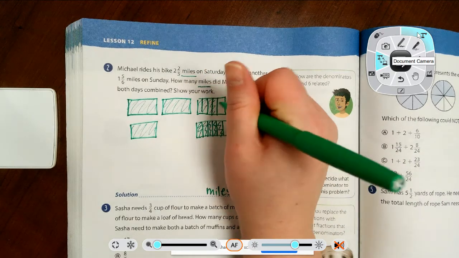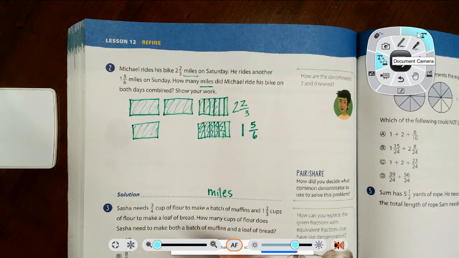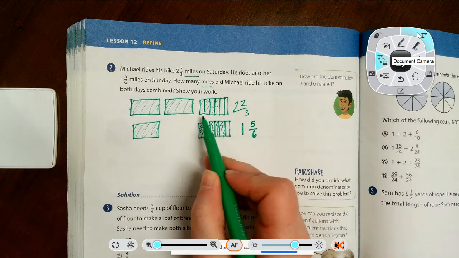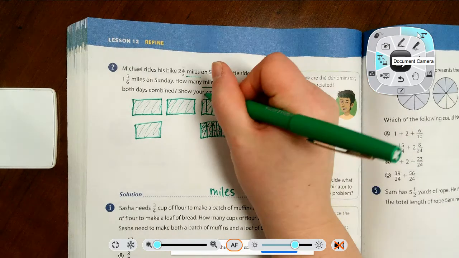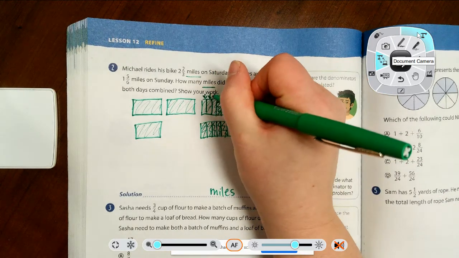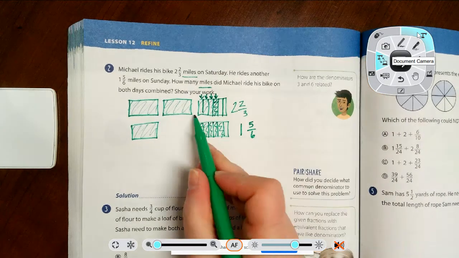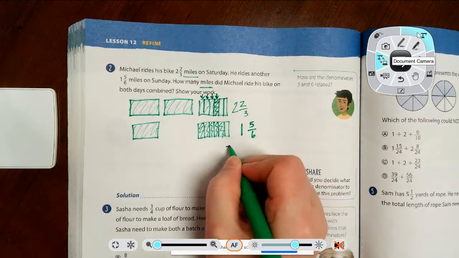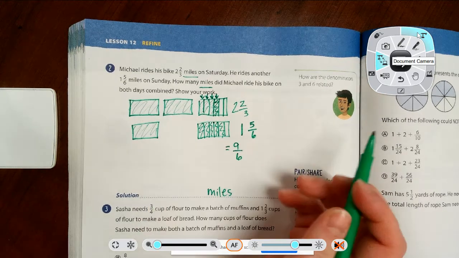So I've got this. So what are those new fractions actually going to show me? I still have 5 sixths down here, but how many sixths would be shaded in up here? And it looks like I've got 1, 2, 3, 4 sixths. So I've got 4 sixths here plus 5 sixths here that equals 9 sixths. And then I've got 3 wholes.